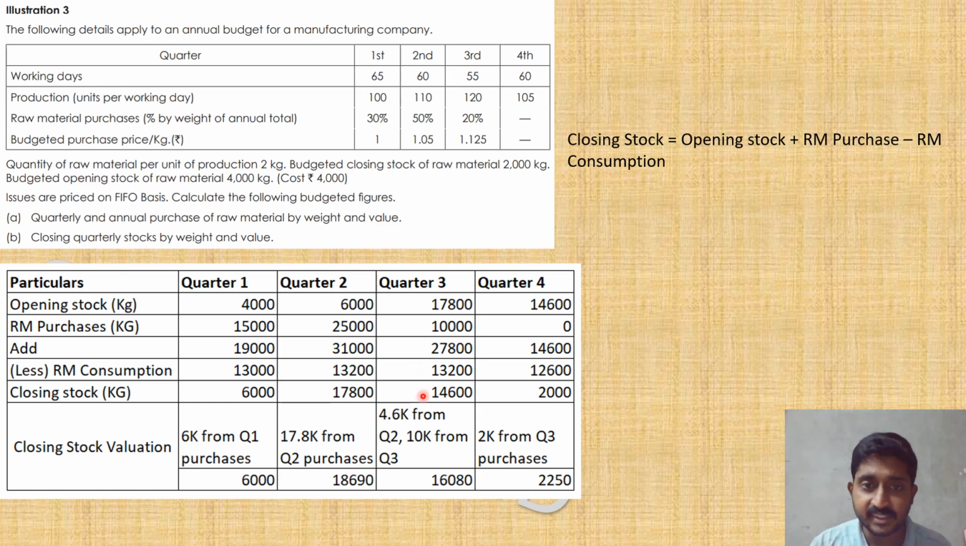In this 14,600 we have purchased 10,000 as a new purchase. So 10,000 is left out because with the first in first out mechanism we have to consume first the purchases we have made in quarter 2.